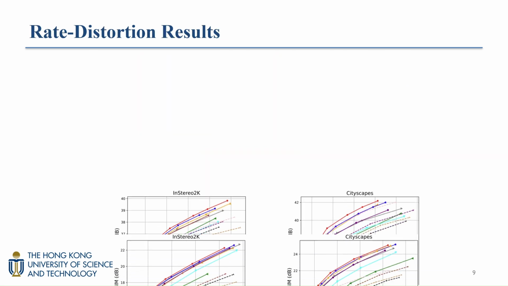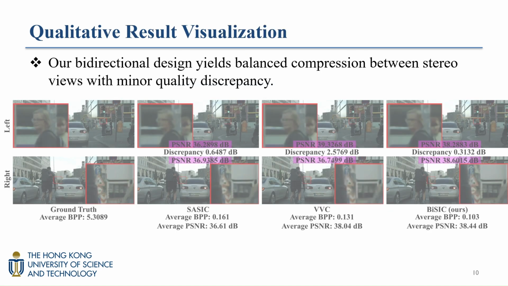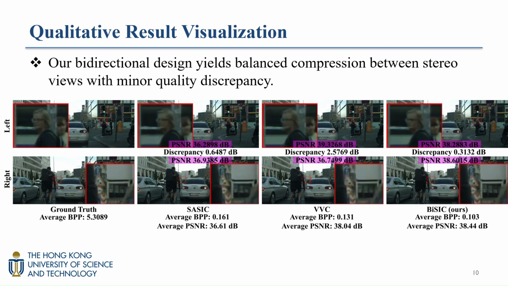Here we show the rate distortion performance of our method, implemented on two datasets, Stereo 2K and Cityscapes, evaluated with both PSNR and SSIM, compared with previous classical codecs and advanced learning-based methods. From the rate distortion curves, our method achieves state-of-the-art performance compared with other methods. Here we illustrate the visualization of different compression pipelines. Our method obtains the highest PSNR with relatively lower BPP. We can tell that our bidirectional design enables a balanced compression quality. The discrepancy between views is only 0.3 dB, proving the advantage of our bidirectional design.